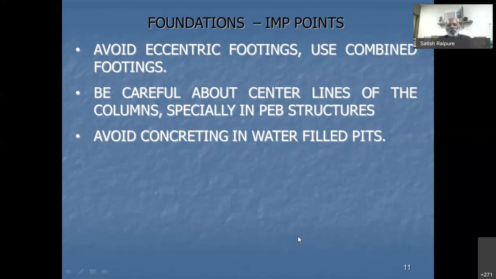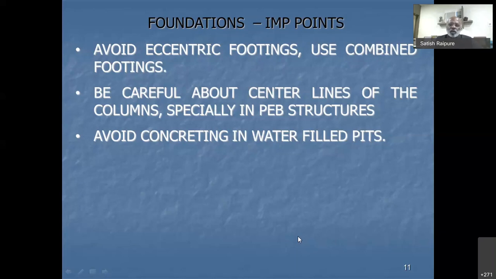Putting of column center line is also very important. In our area, we always provide the center line of the beam, not exactly the center line of the column. In PEB structure, again, that center line is a little bit different because that is governed by the steel line. And again, we will be seeing those drawings also, and we should be very careful about giving the center lines of the columns.